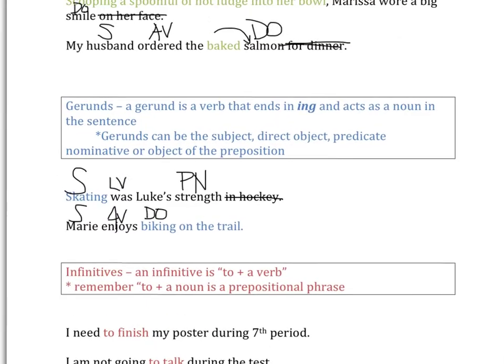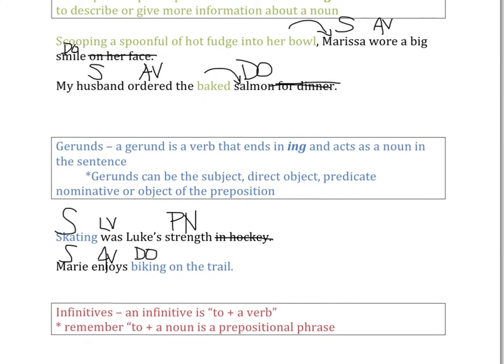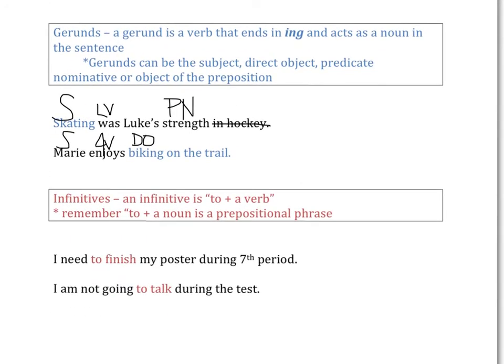So let's recap. Participles are verbs that end in ing or ed and are used to describe or give more information about a noun. Gerunds are verbs that end in ing and act as a noun in the sentence. And finally, infinitives are to plus a verb.